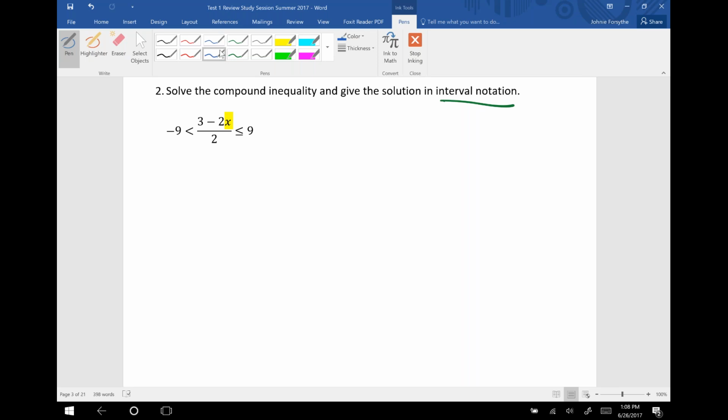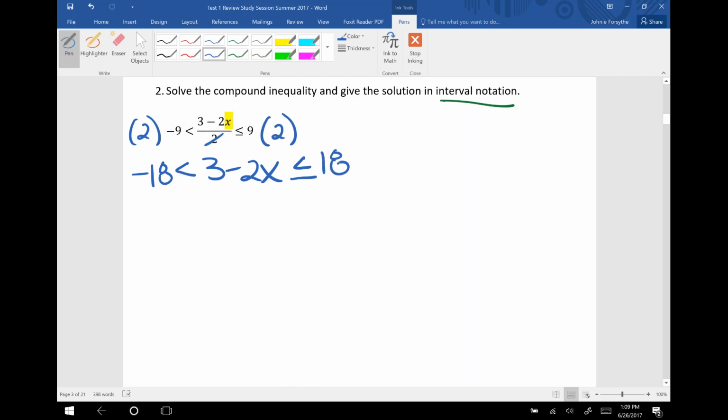So the first thing we want to do is get rid of this 2, okay? So in order to get rid of that dividing by 2, we're going to multiply both sides by 2. So to undo division, we're going to do multiplication. So 2 times negative 9 is negative 18, which is less than, that's canceling out this 2. We just have 3 minus 2x at the top is less than or equal to 9 times 2, positive 18.